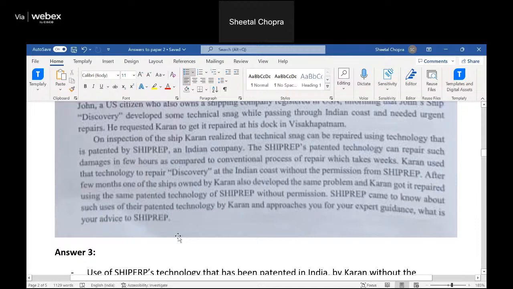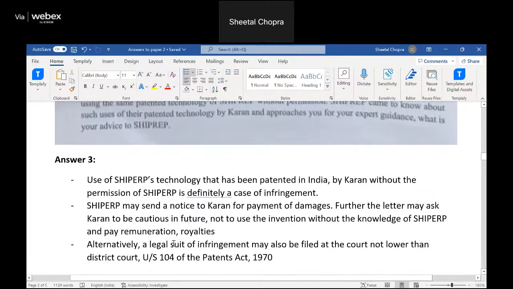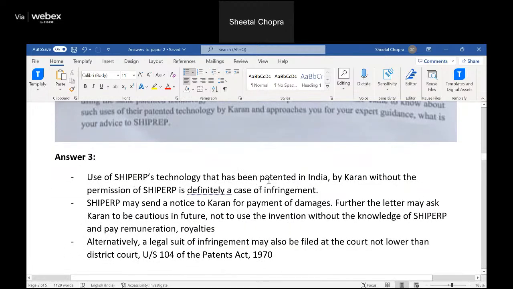Okay. So a possible answer to this could be this: Section 3. Use of Shiprep's technology that has been patented in India by Karan without the permission of Shiprep is definitely a case of infringement. Shiprep may send a notice to Karan for payment of damages. Further, the letter may ask Karan to be cautious in future not to use the invention without the knowledge of Shiprep and to pay remuneration or royalties.